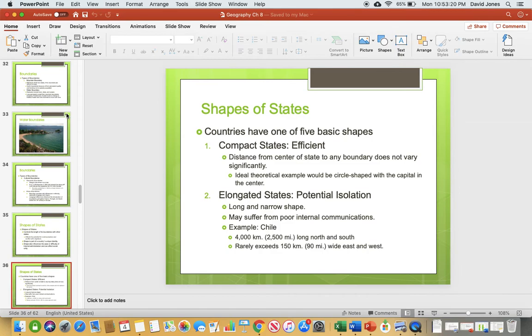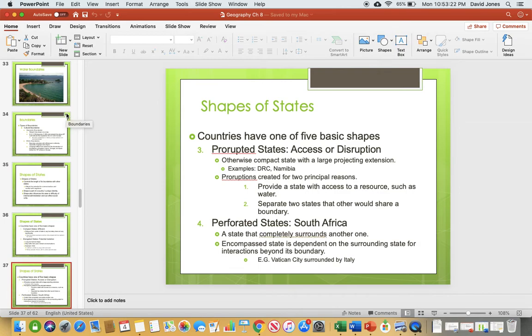So that would be an elongated state. We also have what are known as prorupted states. Prorupted states are any countries that have some sort of protrusion sticking out of them. Some of our best examples of that would be in Africa. We have the Democratic Republic of the Congo and Namibia. Both of them have these little arms, these little protrusions that stick out.